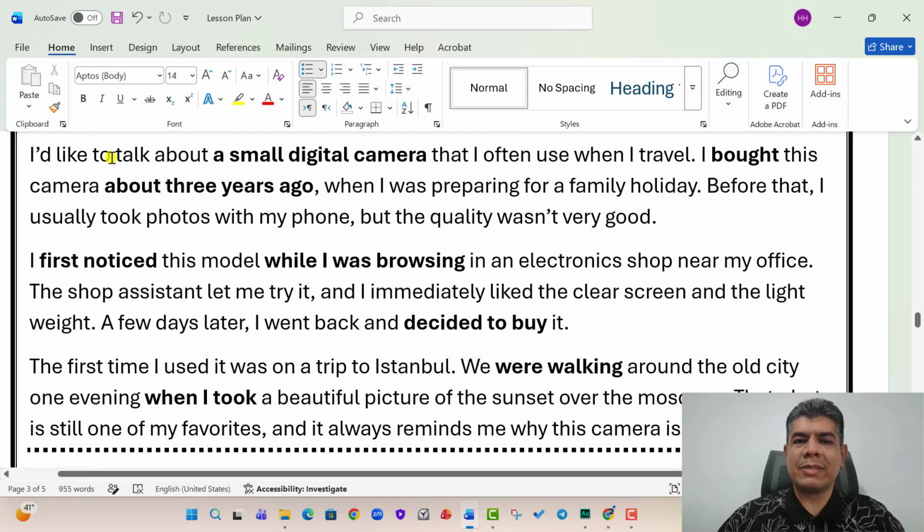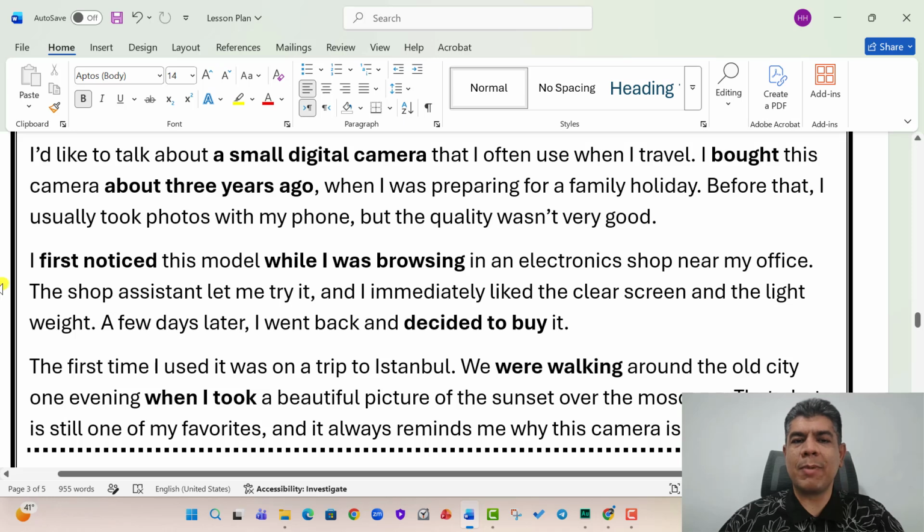I'd like to talk about a small digital camera. Take a look: adding adjectives, size, and the type. I often use it when I travel. I bought this camera about 3 years ago when I was preparing for a family holiday. Before that, I usually took photos with my phone, but the quality wasn't very good.